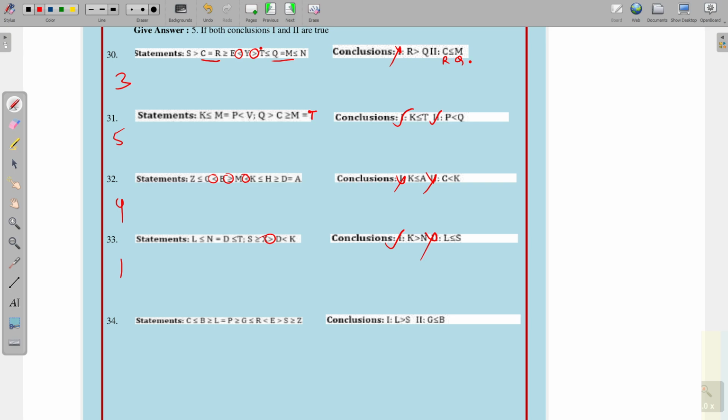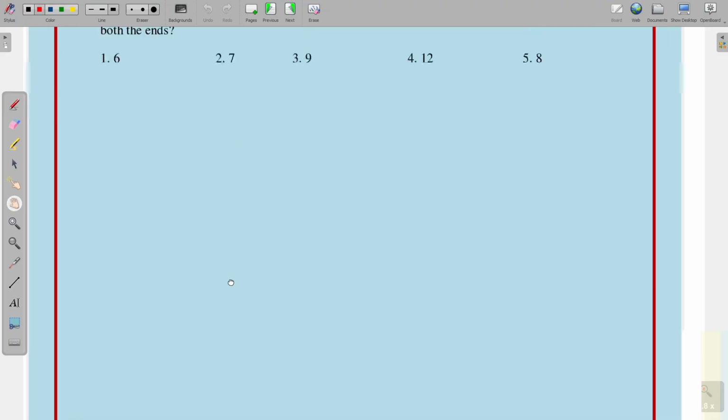L greater than S, L equal to S. Here both have opposite signs. So the first one does not follow. G greater than or equal to B. So G here, G to B definitely follows. Only 2 follows. Next.